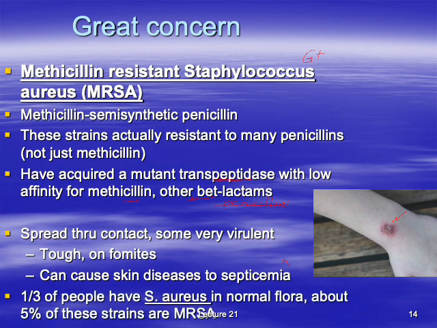Here's an interesting fact. One third of people that were tested in the U.S. have S. aureus in their normal flora. So it's 1 out of every 3. In our class of 150, that means about 50 of you have Staphylococcus aureus in your normal flora, usually the skin, and 5% of those strains are MRSA. Okay, 5%. So 5% of 50, that's 2.5 people in my 150 students. Think about that.